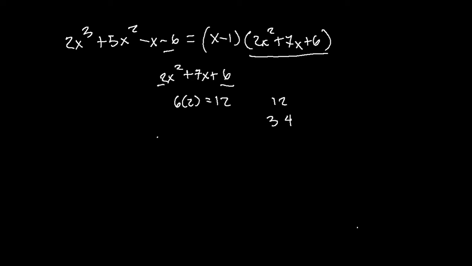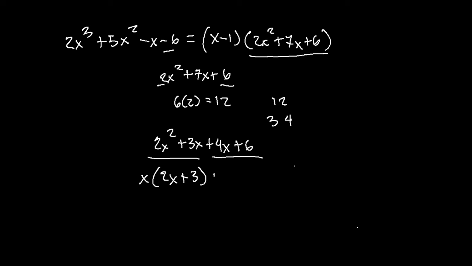Next, we need to rewrite our equation, but this time replace 7x with 3x and 4x. Now we can group them into two sets and then start getting the greatest common factor. The greatest common factor of 2x squared and 3x is just x. If we take away x from 2x squared, we're left with 2x. And take away x from 3x, we're left with 3. The greatest common factor of 4x and 6 will be 2. 4x divided by 2 is 2x, and 6 divided by 2 is 3.